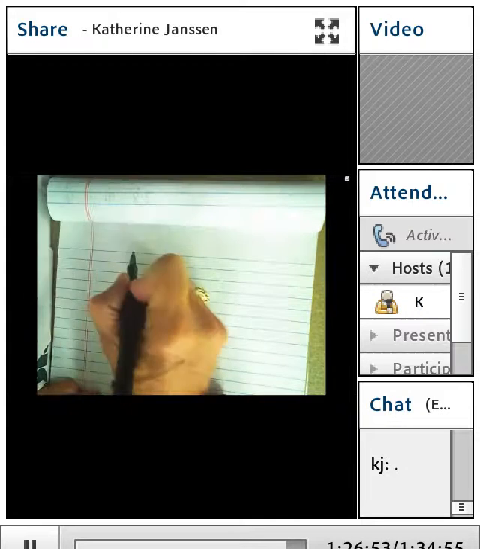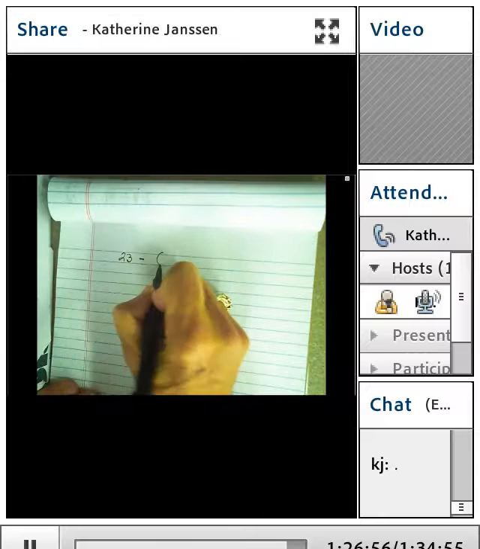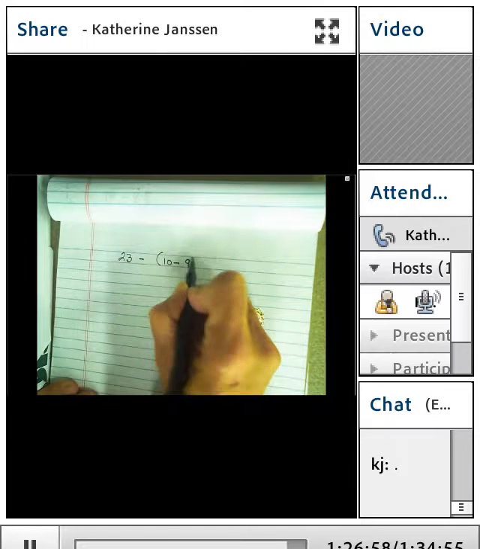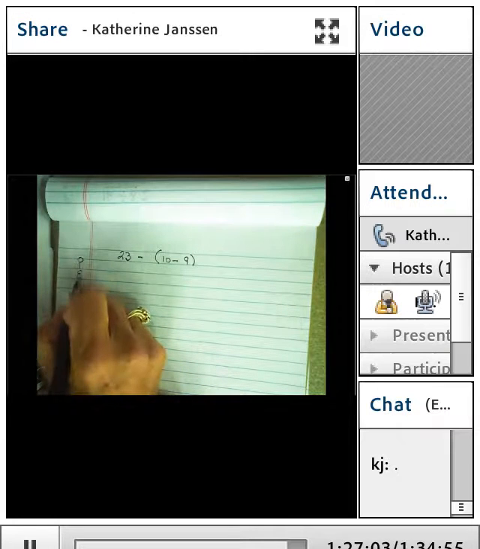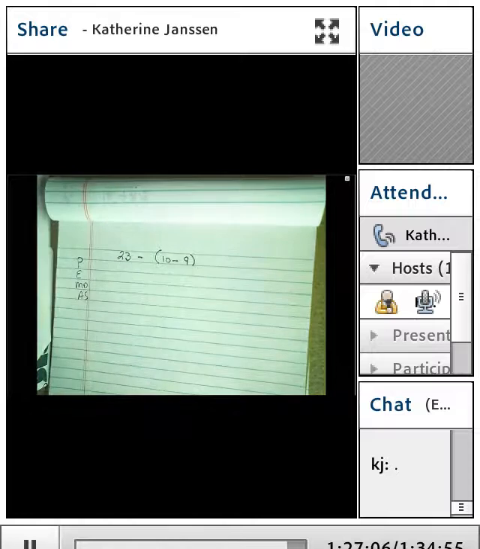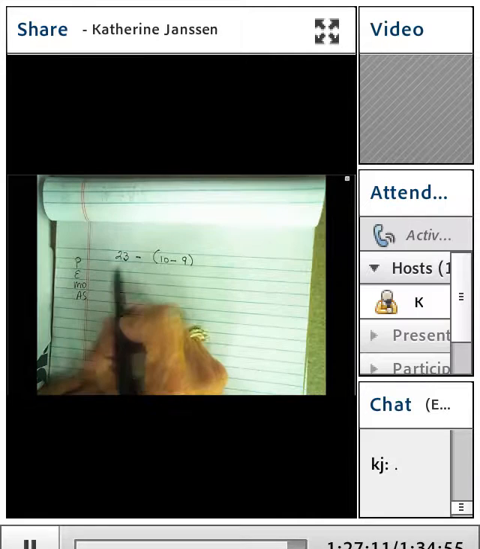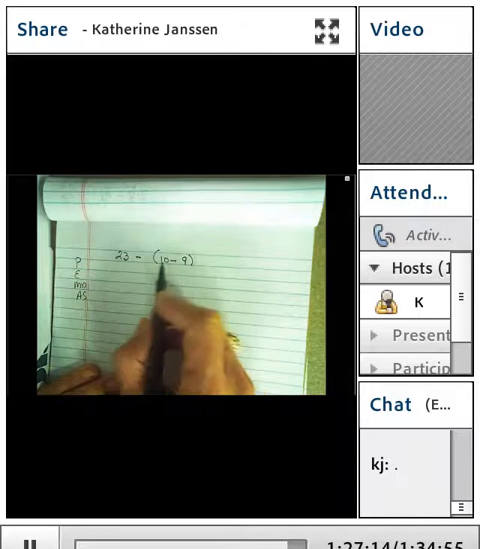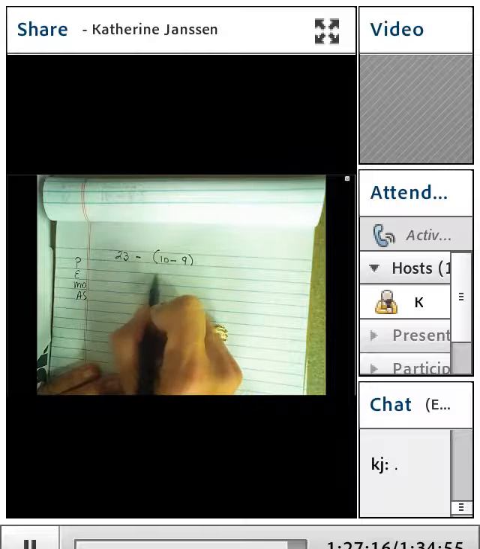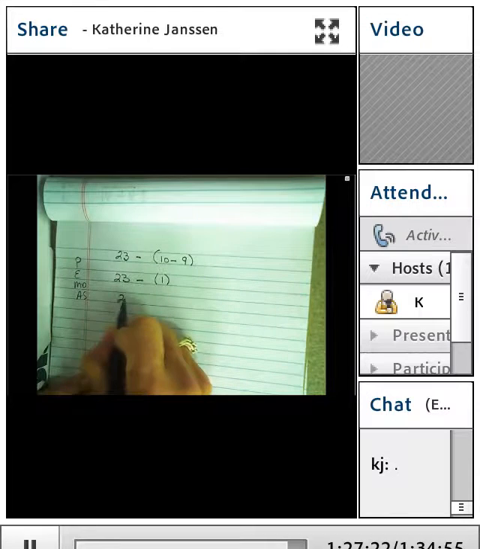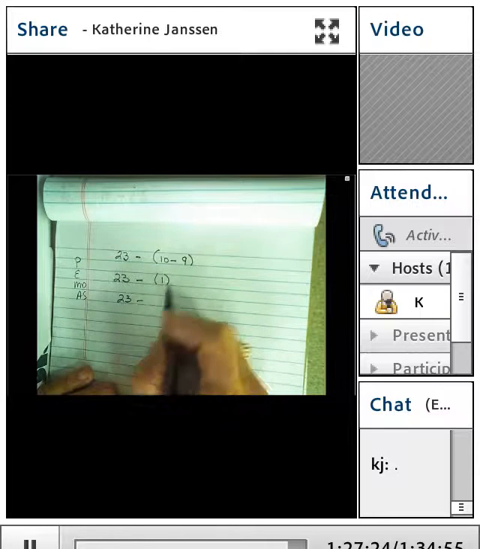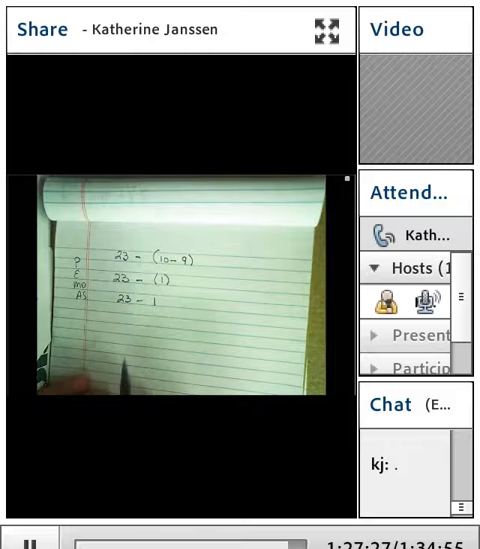This is example 7 on page 72. 23 subtract, in parentheses, 10 subtract 9. Again, I have multiple operators with parentheses, so please excuse my dear Aunt Sally. I'm just going to copy down my little cheat sheet. And I have 23 minus, in parentheses, 10 subtract 9, only 1. Copy everything else down the same. I'm going to simplify 1 in parentheses. I wouldn't use the parentheses anymore. And 23 subtract 1 is 22.